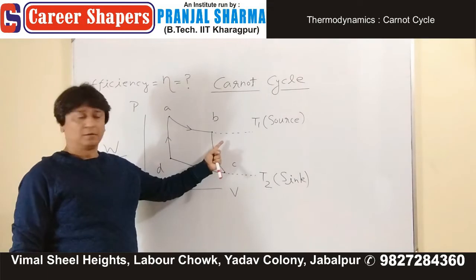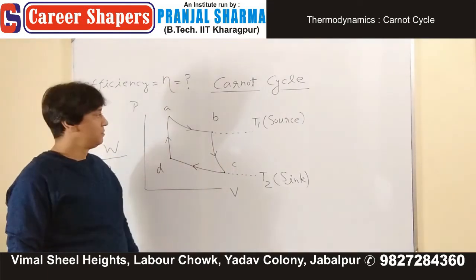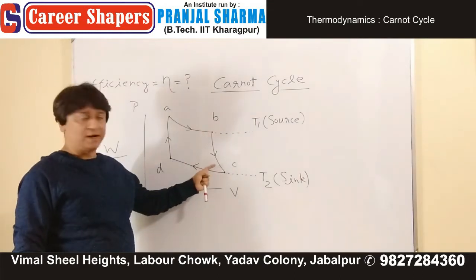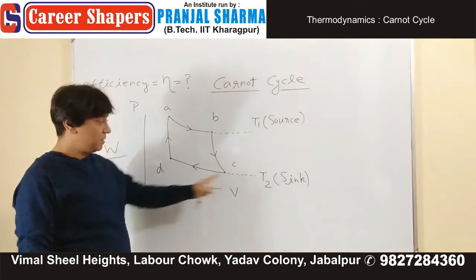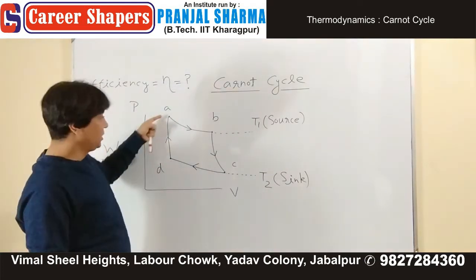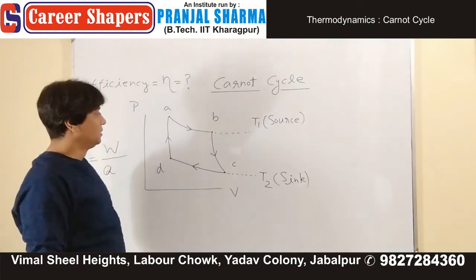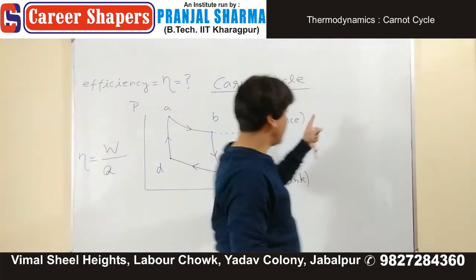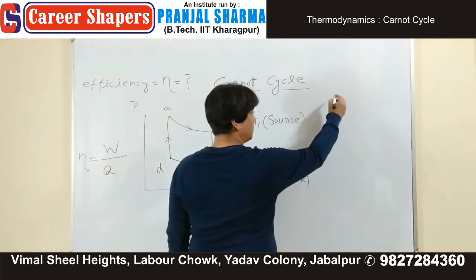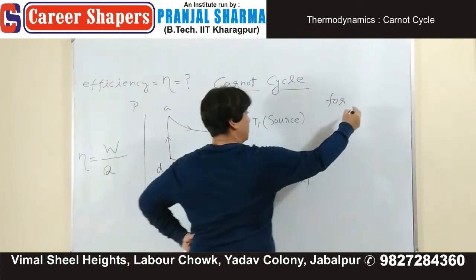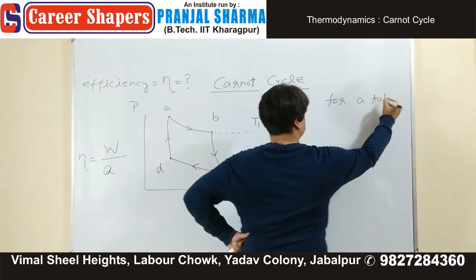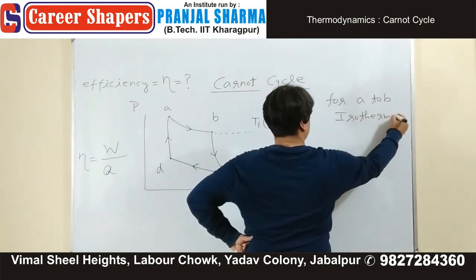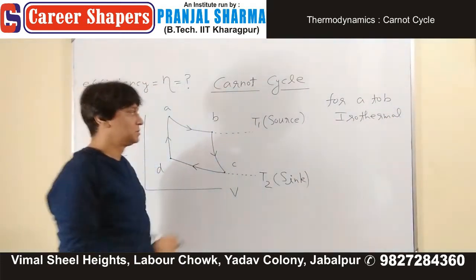A to B is an isothermal part. Remember these parts. A to B isothermal, B to C adiabatic, C to D isothermal but at different temperature T2, and D to A again an adiabatic part. So when you talk about A to B, let me write everything clearly for you over here. For A to B, it is an isothermal part. A to B isothermal process.